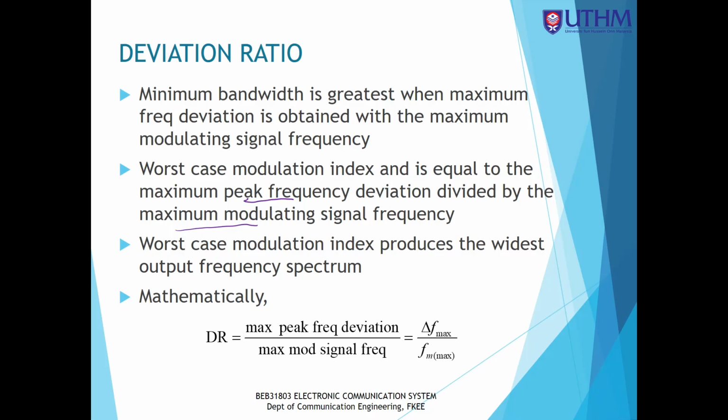Mathematically we can rewrite the equation to become delta F max divided by Fm max. So delta F max divided by Fm max is actually beta F max. This is what we call the worst case modulation index.